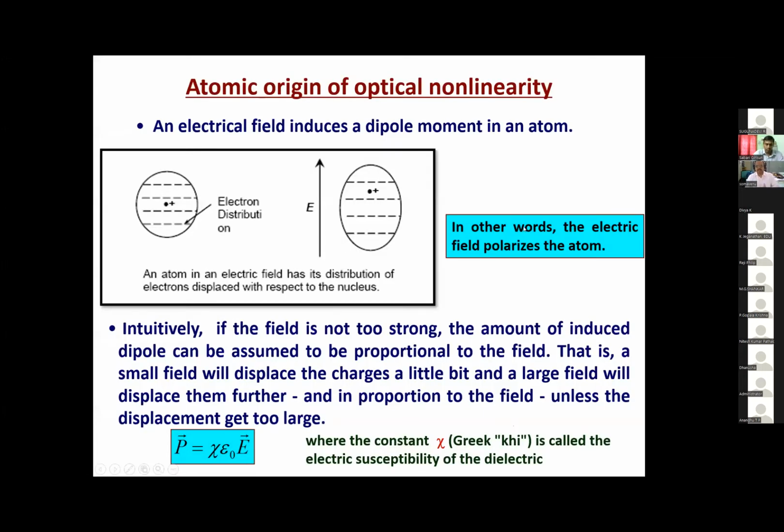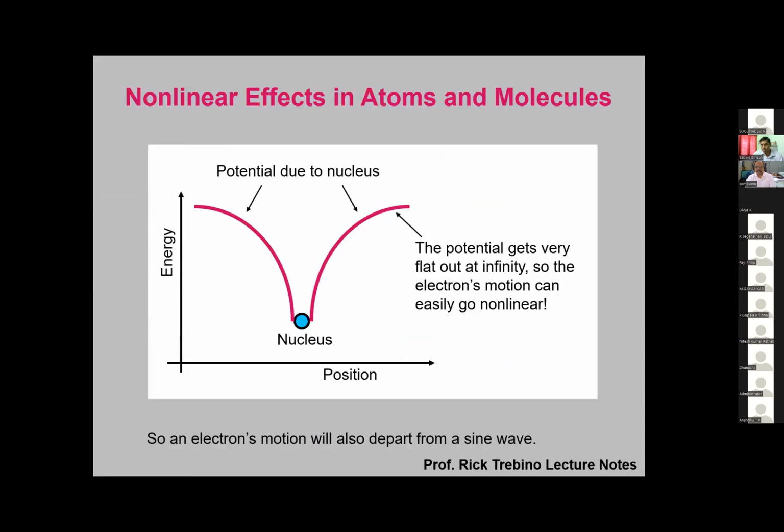So this we have already discussed. The electric field polarizes the atom when you put an atom in the electric field. If the field is not too strong, the amount of induced dipole can be small. It can be assumed to be directly proportional to the electric field. A small field will displace the charges a little bit, and like your mass-spring model, a small displacement will make it simple harmonic oscillations. A large field will displace them further, and in proportion to the field unless the displacement gets too large. So we have seen this polarization is linearly proportional to the electric field, and the constant we define is called chi, and this is the basic electric susceptibility of the dielectric.